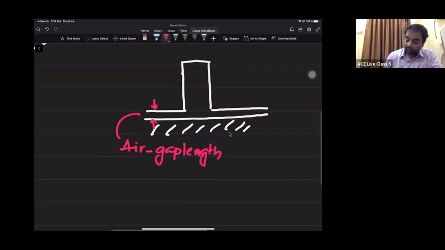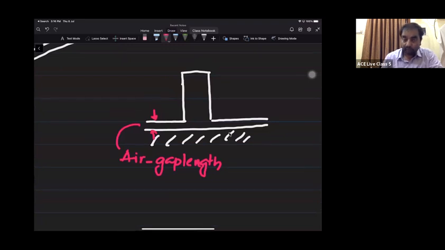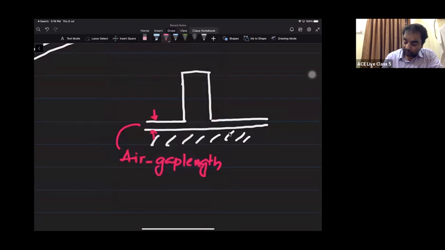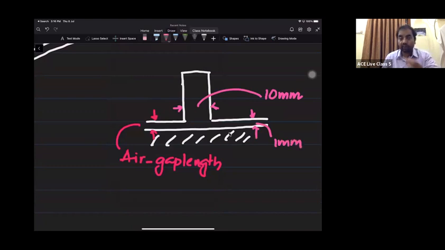Fine. Now, for our convenience, let me consider that this length is something like 10 mm, and the air gap length is something like 1 mm. Let me consider just for analysis purpose. Why? Because when compared to the slot width, the air gap length will be less, right?